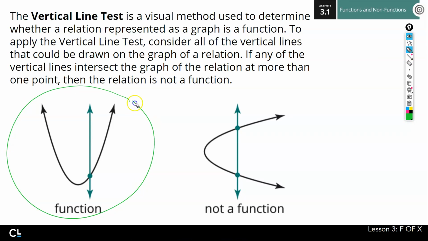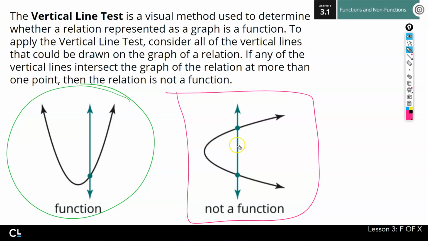These are fabulous examples. You can use your pencil or pen to represent the vertical line tester. Here, this function intersects at one point. If this line moves to the left or to the right, it's still only intersecting at one point. Over here, where it's not a function, this vertical line is intersecting at 2 points. That's representing 2 domains of the same number. That is not a function.